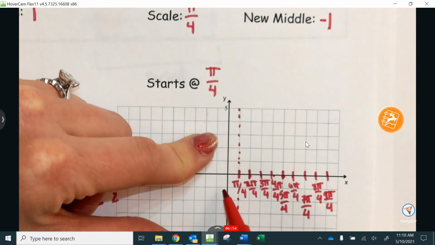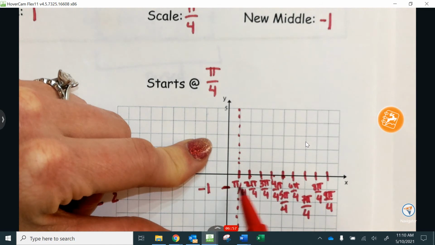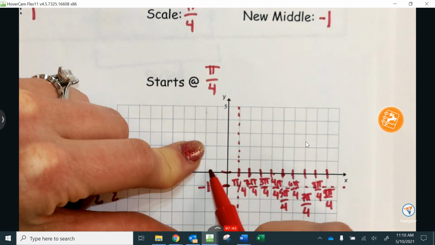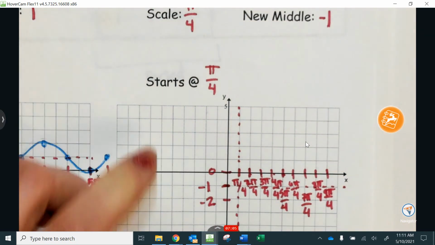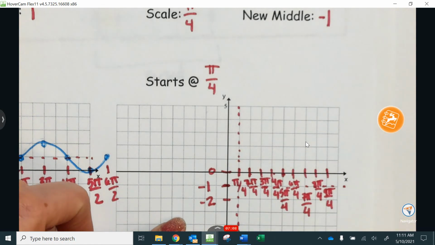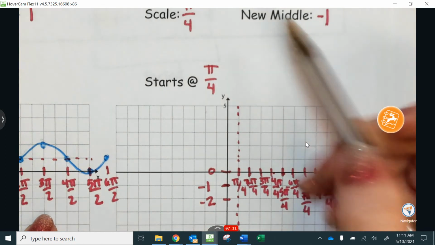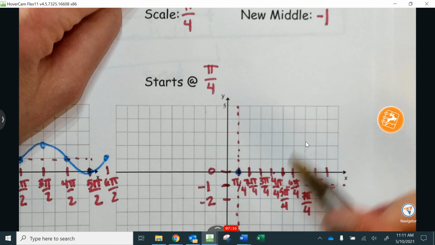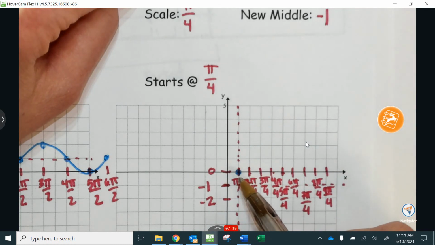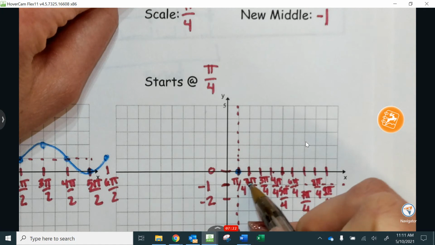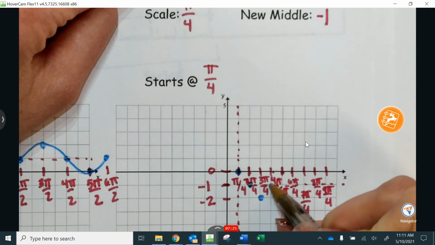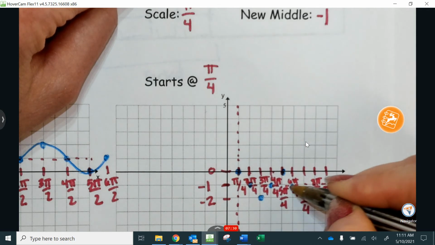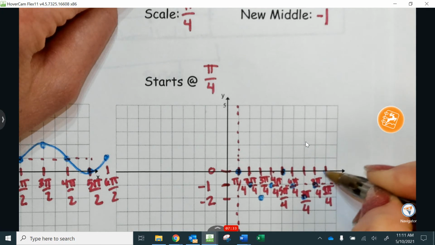My new middle is at negative 1. Of course, it has to be down here, and I go up to 0 and down to negative 2 because I go up 1, down 1 because that's my amplitude. It is a cosine in positive, so that means I need to start high. So I start at 0. And I know I'm kind of going over all of my scale, but that's okay, as long as I can kind of see it.